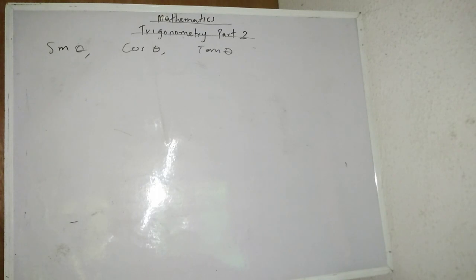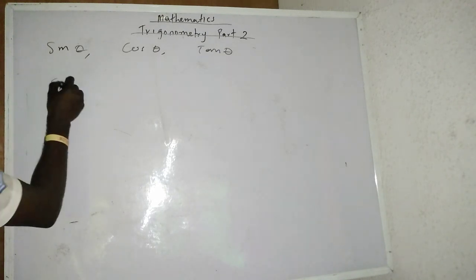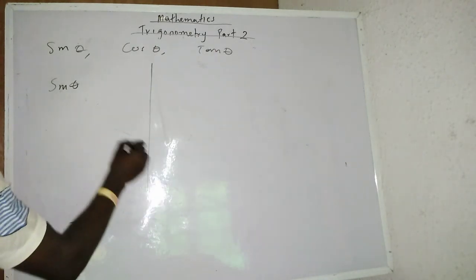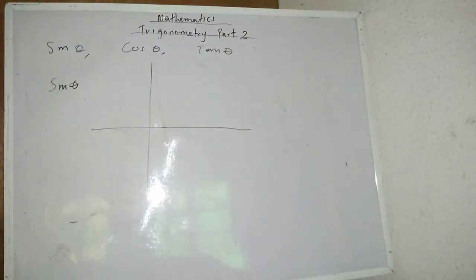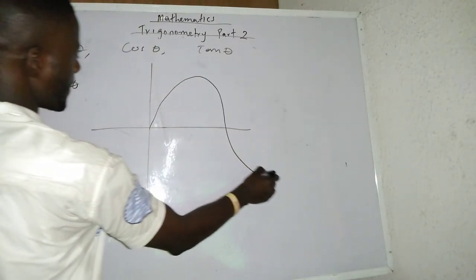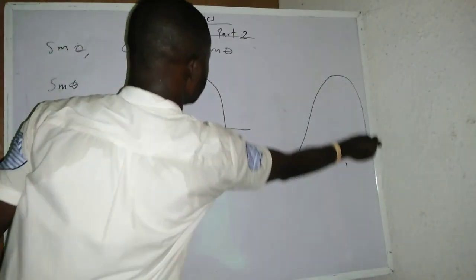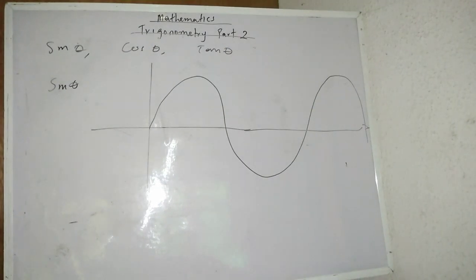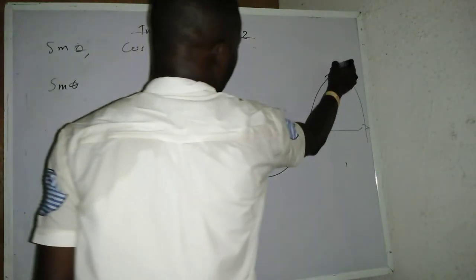Now, if I should work on the sine theta graph, just to show how it works, you can test it when you get home with any problem on the sine graph. It will be something like this. My sine graph always starts from the origin and moves on like that. This is how my sine graph looks.